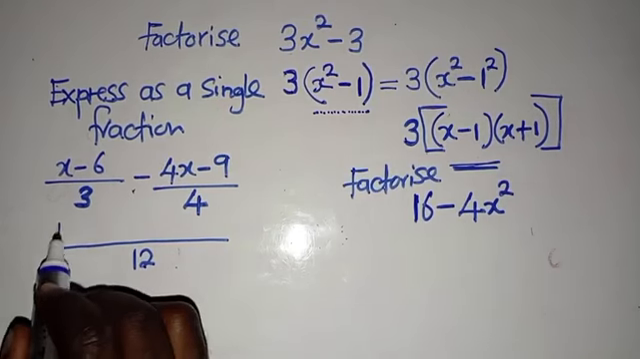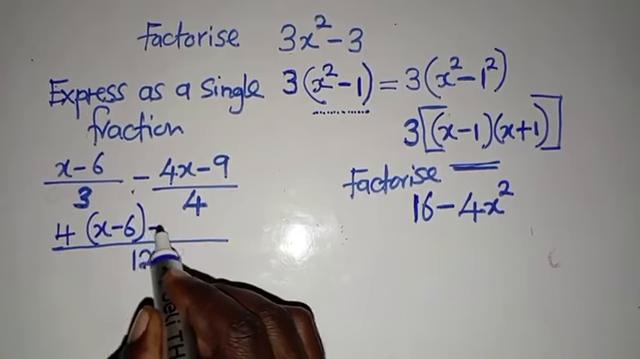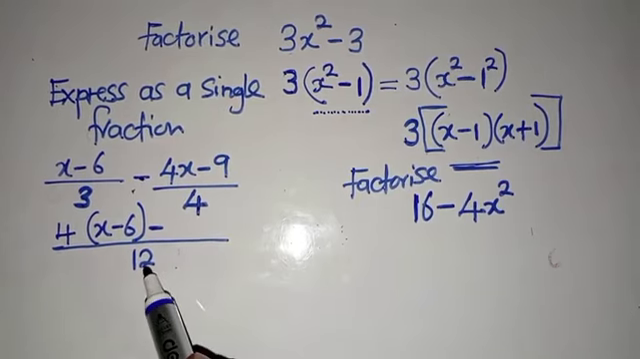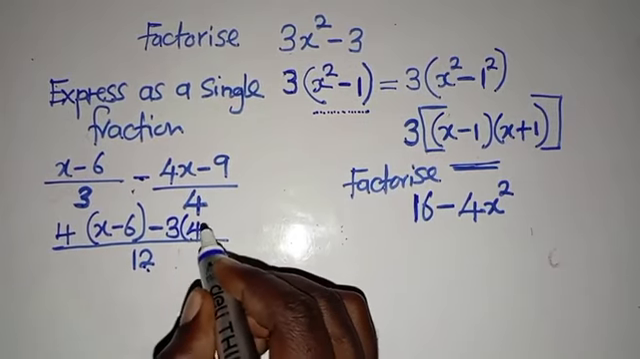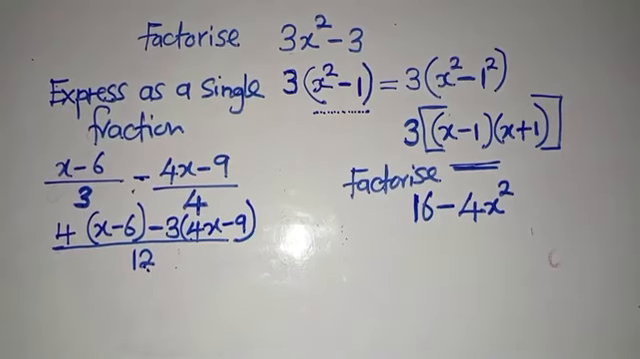So it is 12. 3 into 12 is 4. 4 times what is on top? You say x minus 6. Minus maintained. 4 into 12 is 3. 3 times everything on top, 3 times 4x minus 9. This is how you are supposed to do it.